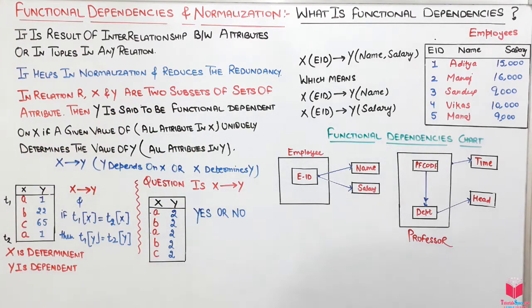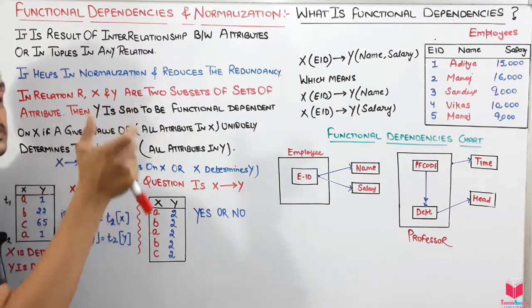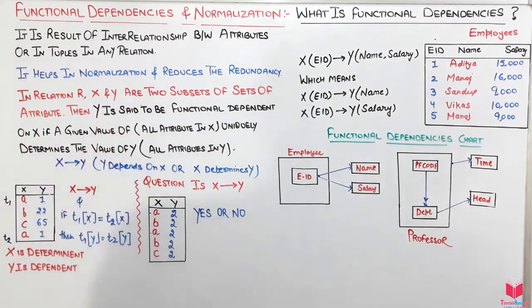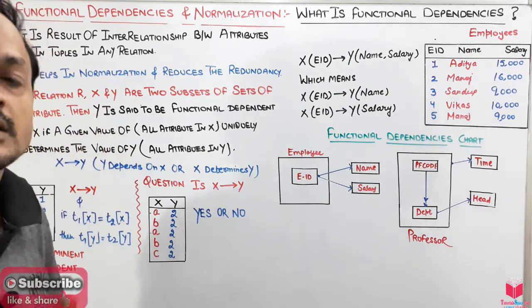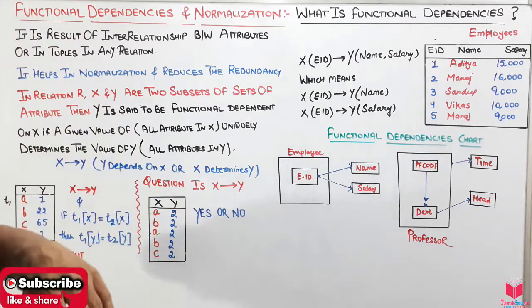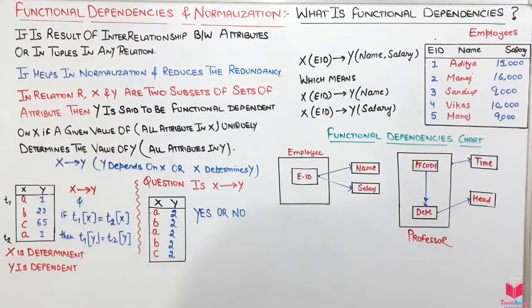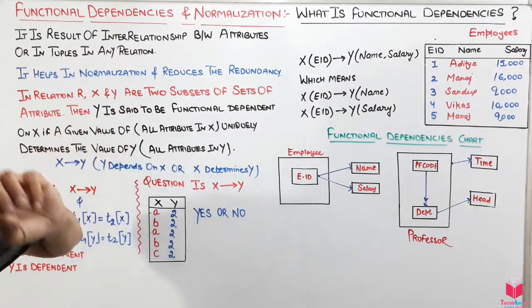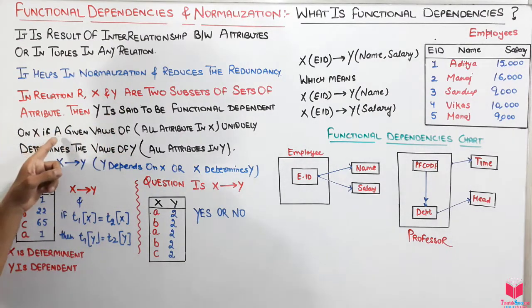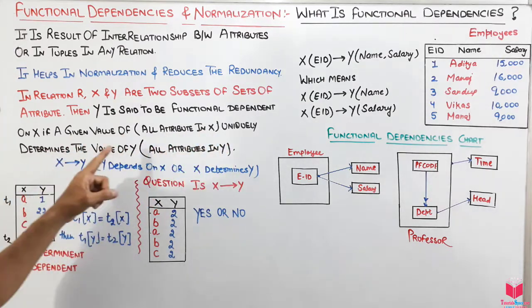Okay guys, now let's see this in a relation R. Suppose X and Y are two subsets of the set of attributes. We have a table R with 10 to 12 attributes, that is the set of attributes, and from those we consider two subsets, X and Y. Then Y is said to be functionally dependent on X if a given value of all the attributes in X uniquely determines the value of Y.